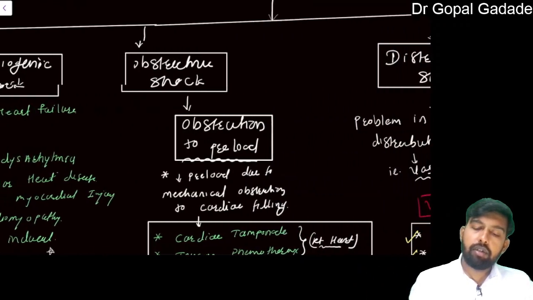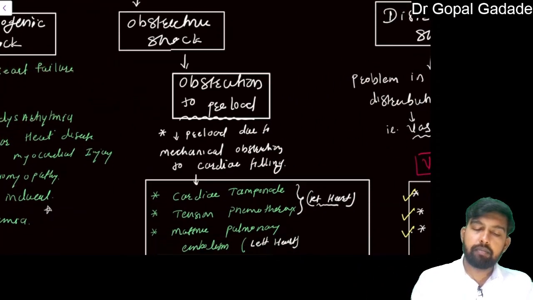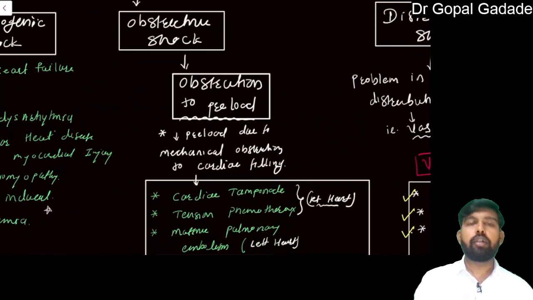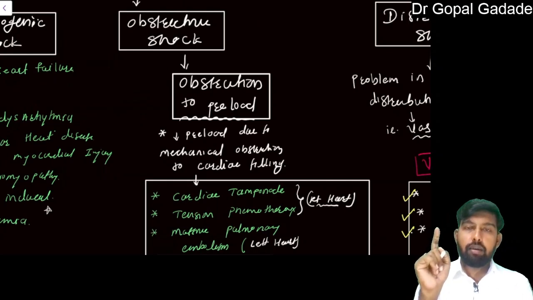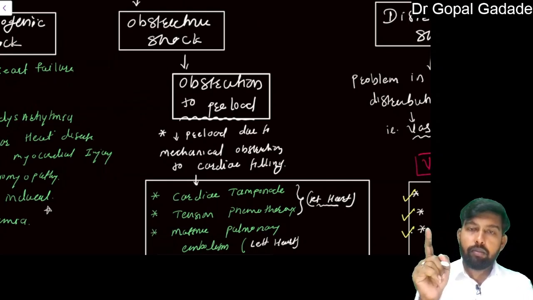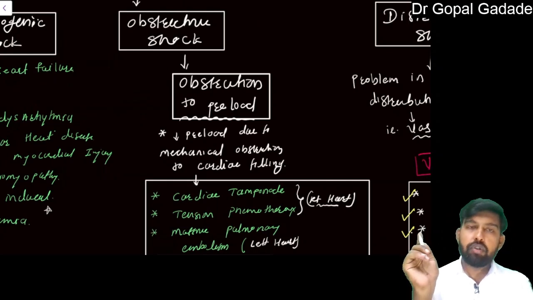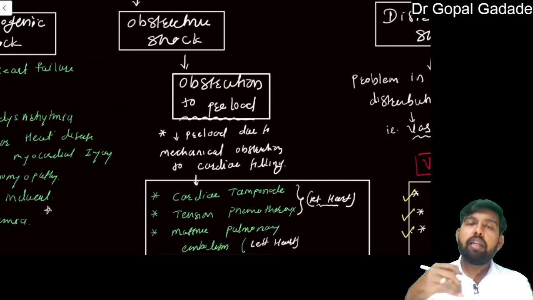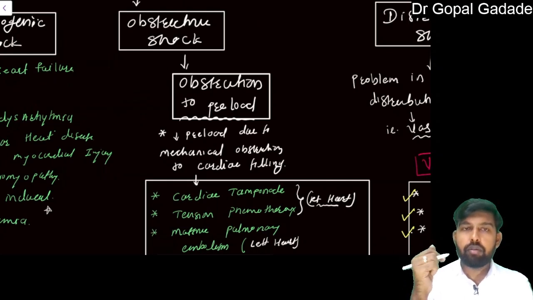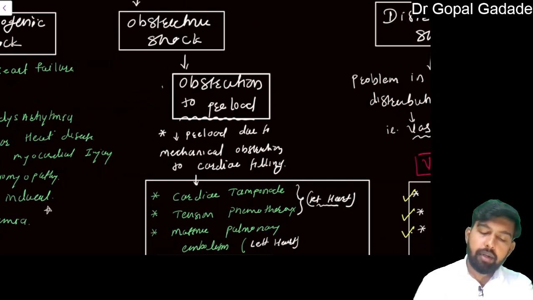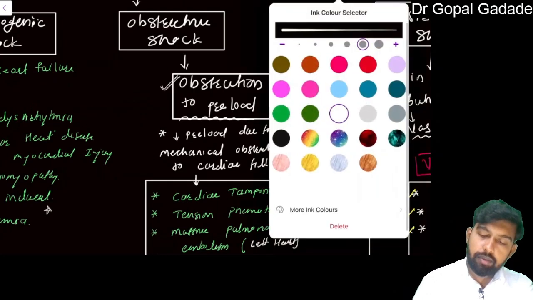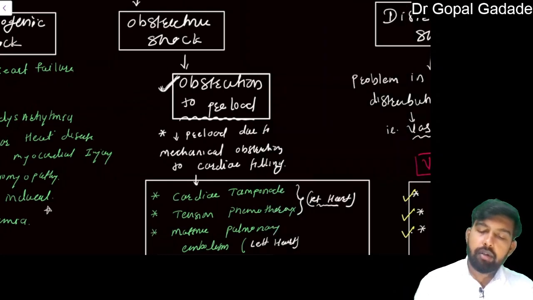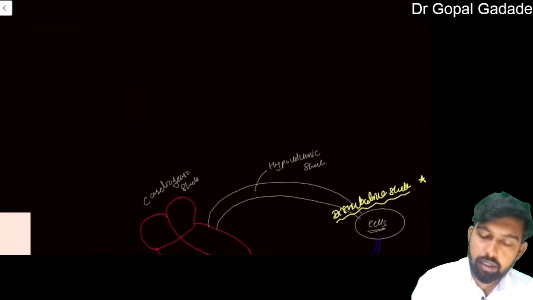Another type is obstructive shock. Remember that in obstructive shock, the volume of the blood is normal and the heart is also normal. The problem is that there is a filling defect of the heart because of obstruction to the preload. So there is an obstruction at the level of the preload. Let's see this.